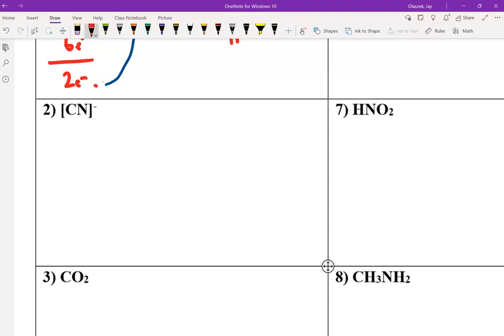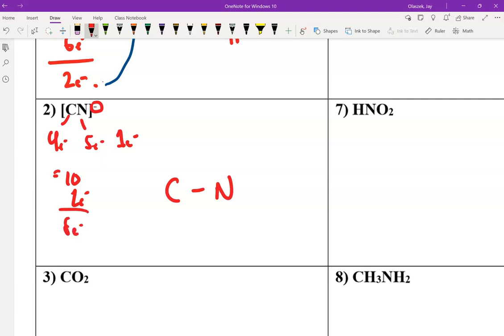So, here we have carbon with 4 electrons, nitrogen has 5. This tells us that there is 1 extra electron for a total of 10. There's only 2 atoms in this particular molecule, and I've used up 2 electrons in the bonding, and that leaves us with 8. I'll put 4 of the 8 electrons around this carbon and 4 around this nitrogen.